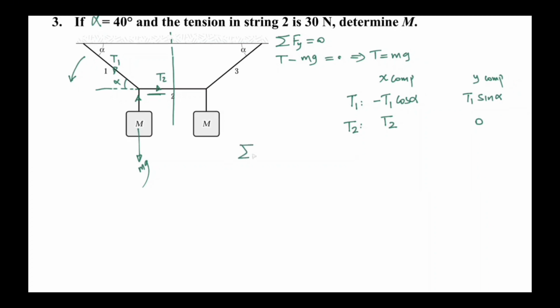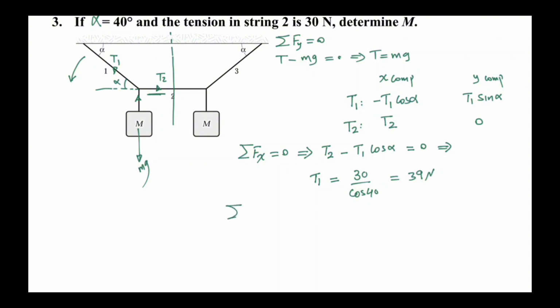Now the sum of all forces on x equals 0, and from this one here, T2 minus T1 cosine alpha equals 0, alpha equals 40, and T2 equals 30. And from this one here, you will find that T1 is equal to 30 divided by cosine 40, or in other words, it's 39 newtons.